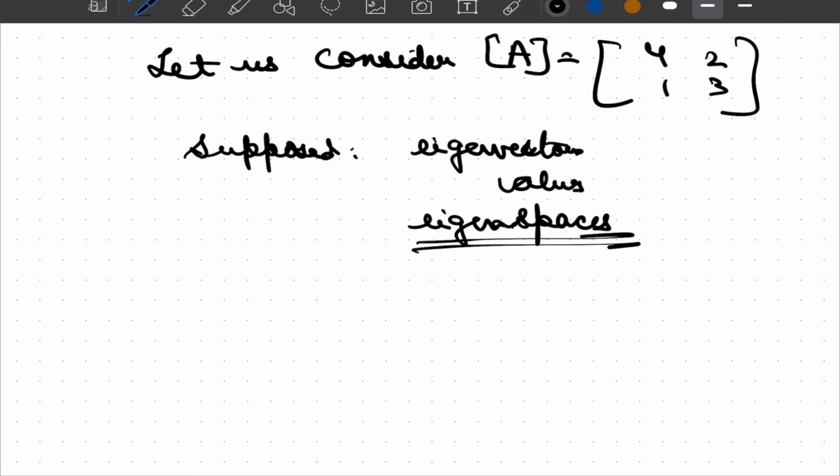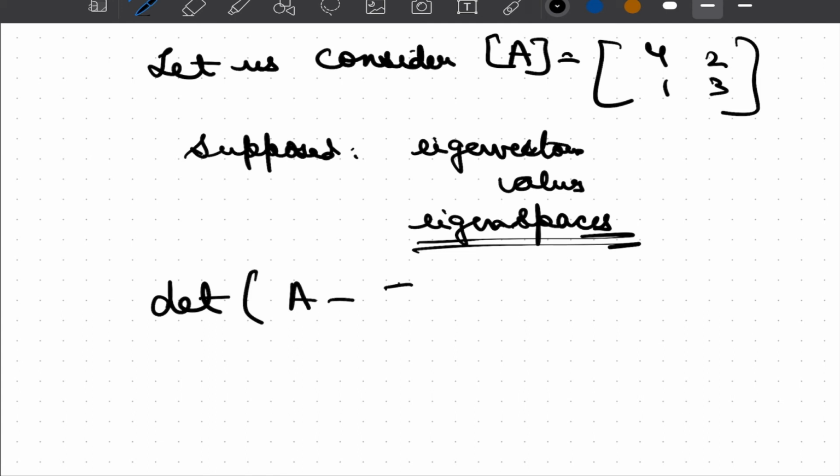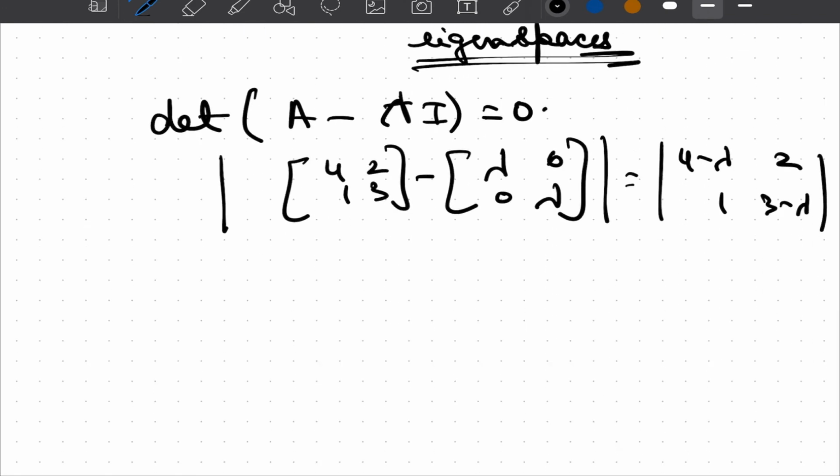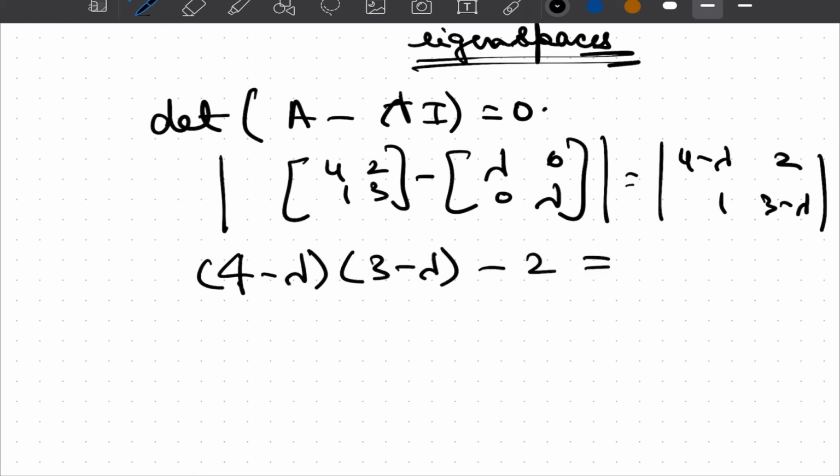So first of all, we will go with basics. You can always do all these things on computer, but it is always good to develop some intuition by solving some examples by hand. And when we have A, using the definition, we can always write determinant of A minus lambda I equal to 0. That would mean 4, 2, 1, 3 minus lambda 0, 0 can be written as 4 minus lambda 2, 1, 3 minus lambda. So when we factorize it, we can write this as 4 minus lambda into 3 minus lambda minus 2 equal to 0.